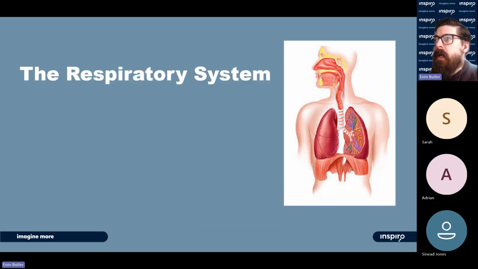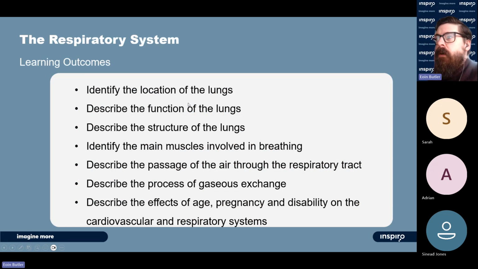Okay, we're going to crack straight on into the respiratory system now. So as part of the respiratory system, we're going to identify the location of the lungs, describe the function and structure of the lungs, identify the main muscles involved in breathing, describe the passage of air through the respiratory tract, describe the process of gaseous exchange, and then look at the effects of age, pregnancy, and disability on the cardiovascular and respiratory systems.